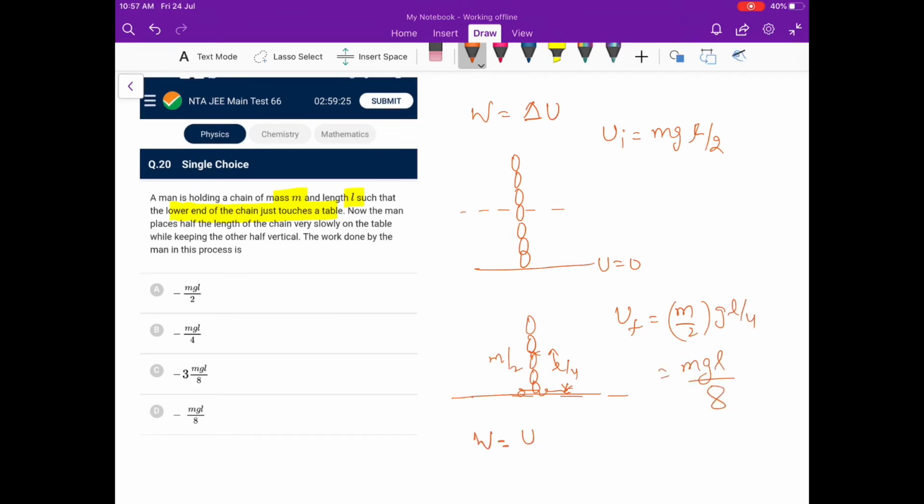So that W would be U final minus U initial. It comes out as minus 3 mgl by 8. That is what you can go for, option C.